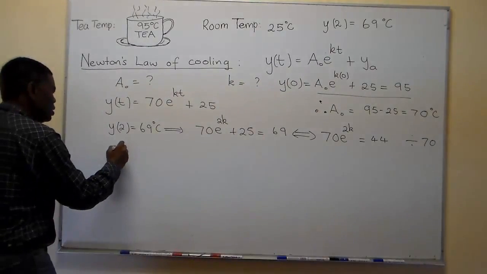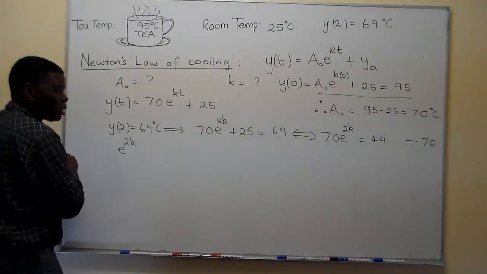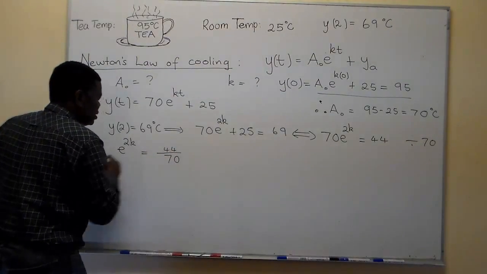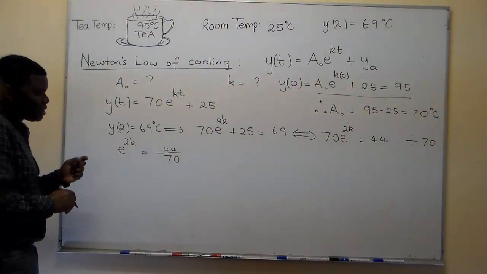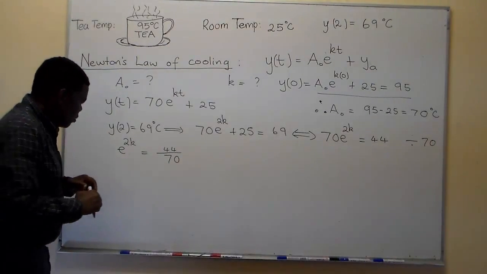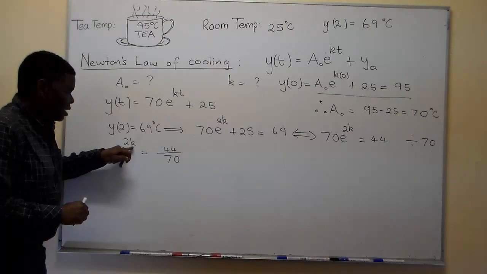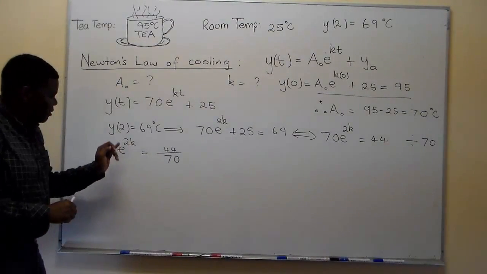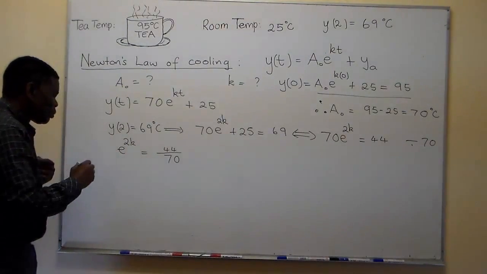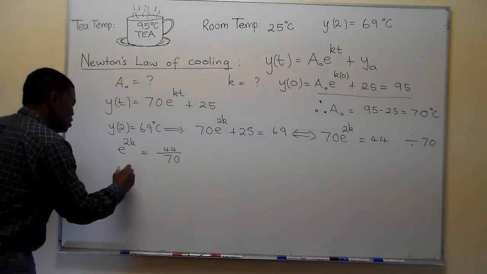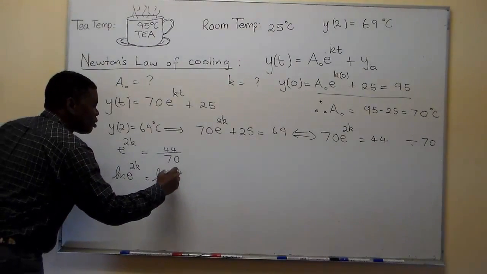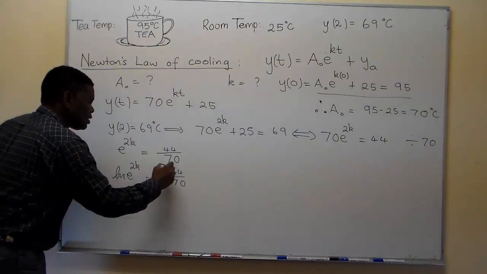We're going to get e to the power 2k equals 44 divided by 70. Remember, at this stage our target is to get the value of k. Having a k in the exponent here, we need to appeal to the inverse of the exponential function, which is ln. Applying ln on both sides, we have ln e^2k is equal to ln 44 over 70.